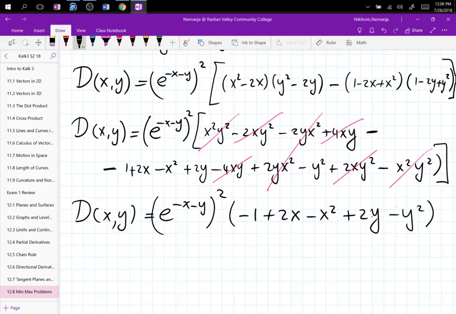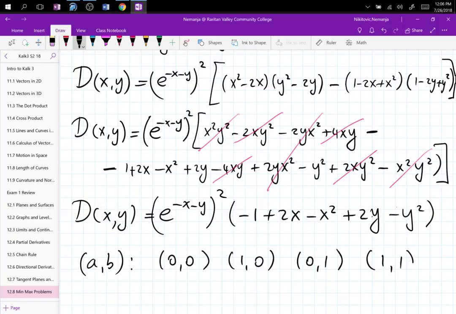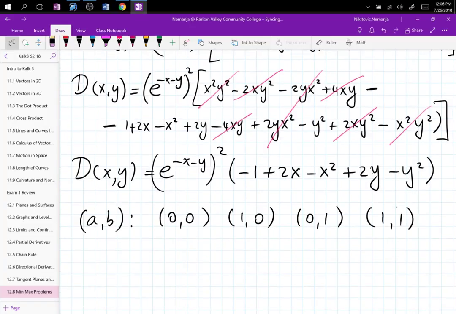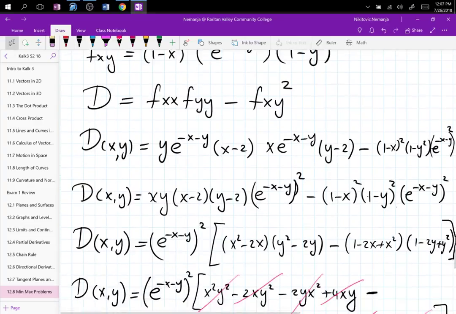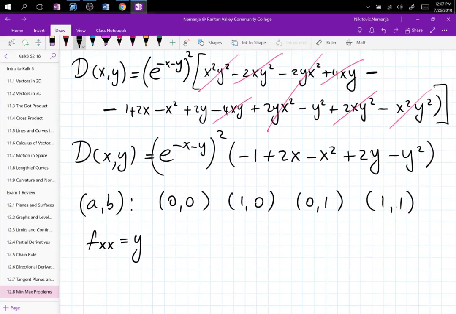We have 4 points now to check, where your (a, b) are given by (0, 0), (1, 0), (0, 1), and (1, 1). That will give you your D's, right? Now also, before you go and compute these, I like to write fxx real quick. So fxx is right there, y e^x minus 2. Y e^x minus 2, perfect.